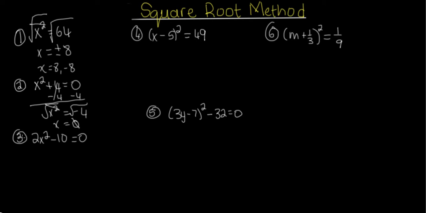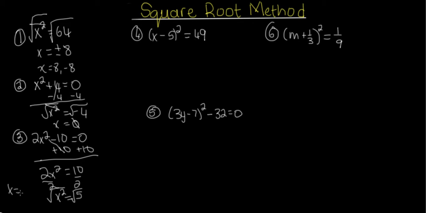All right, moving on to number 3. Here I'm going to add 10 to get that x squared by itself. So I have 2x squared, the 10's cancel, so here I have equals 10. Divide by 2. So I have x squared equals 5. Finally, I'm ready to take the square root. Square root of 5 is simplified, so for number 3, that's as far as you can go. I'm going to get x equals plus or minus square root of 5. This will be my answer.